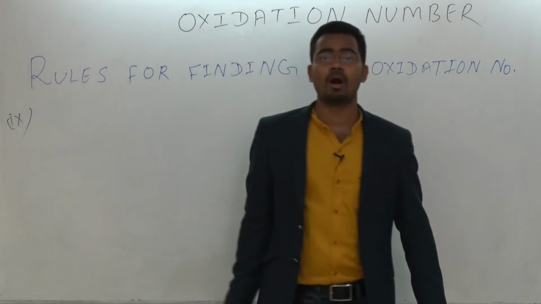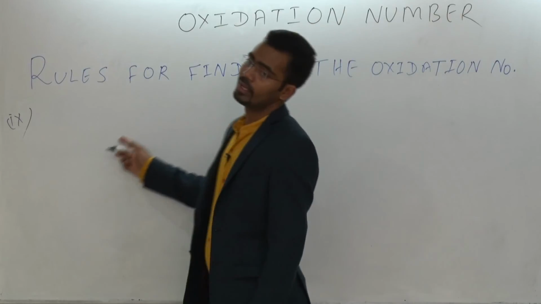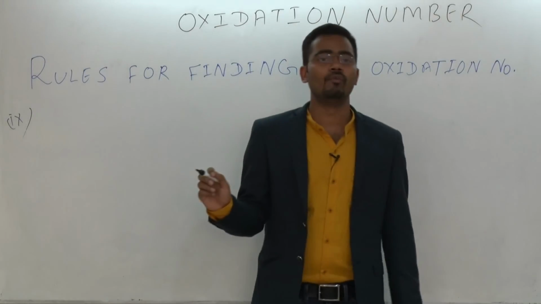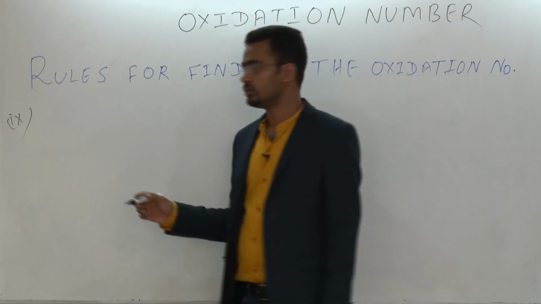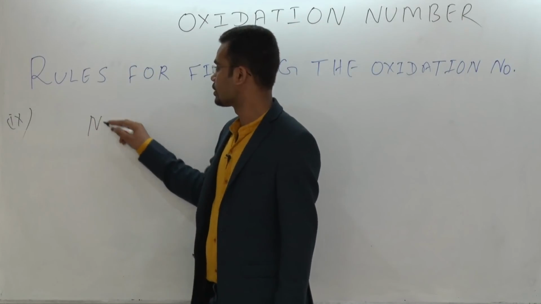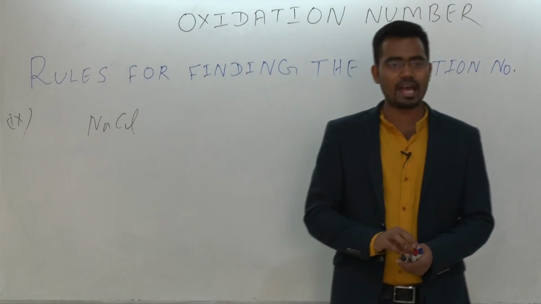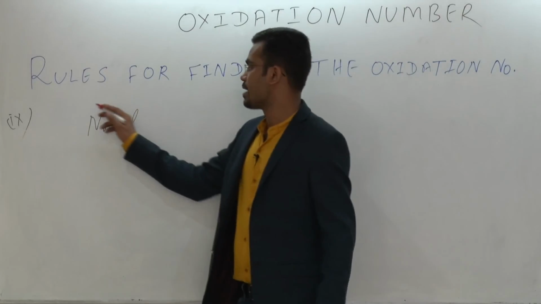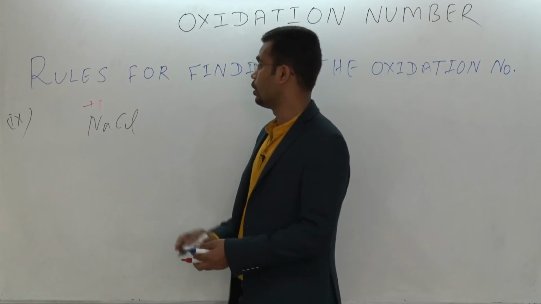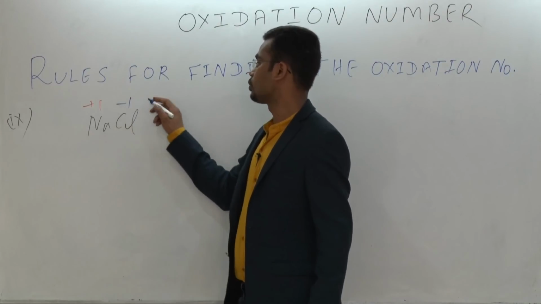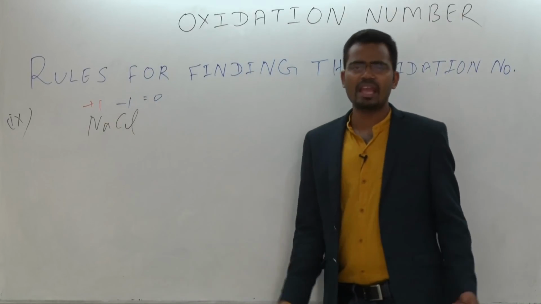For a neutral compound, the sum of the oxidation numbers of each atom will be equal to 0. For example, NaCl. Tell me, we know that sodium has +1 and the total should be 0, so chlorine has -1. Yes or no?